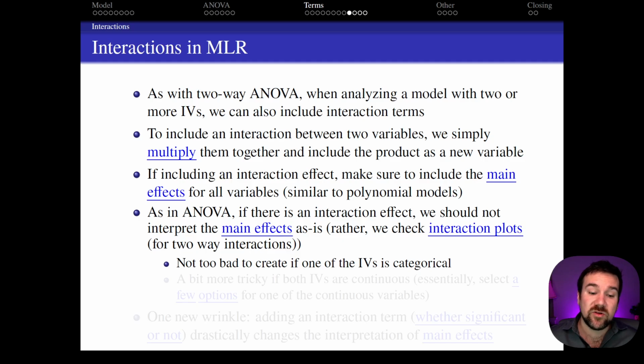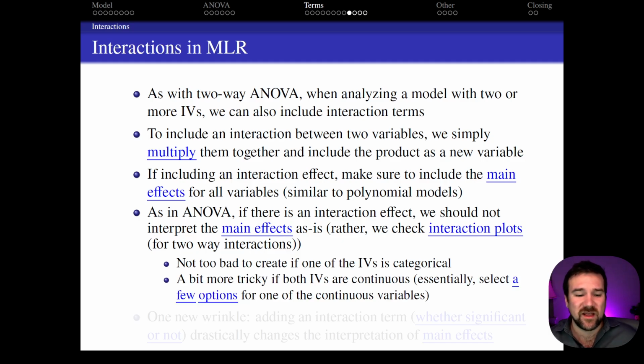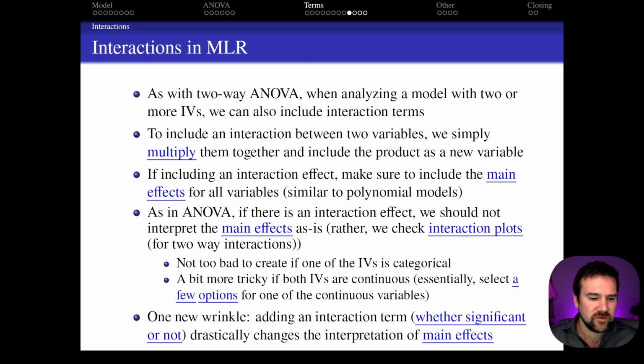For interaction plots, it's worth mentioning that while they're not too bad to create if one of the independent variables is categorical, they can be pretty tricky if both independent variables are continuous. Essentially, what we do is we make categories. We select a few options from one of the continuous variables to make it categorical for the purposes of the interaction plot to see what's going on. But yeah, it can be a little trickier if both independent variables are continuous.